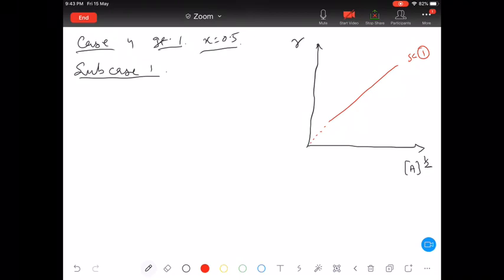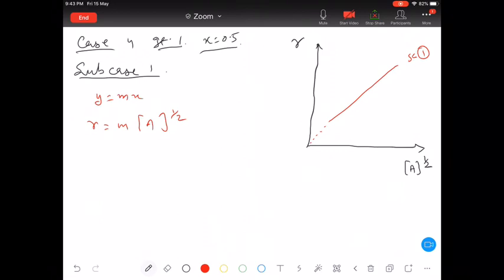Again, I am not going to get a horizontal line in that case. That will be your homework. You have to find out why. If you have any doubt, you can ask me in the next class why I'll not get a horizontal line. I'm just giving you this idea. So now subcase 1, y is equal to mx. On the y-axis we have r, which corresponds to m. On the x-axis I have taken a to the power 1 by 2.